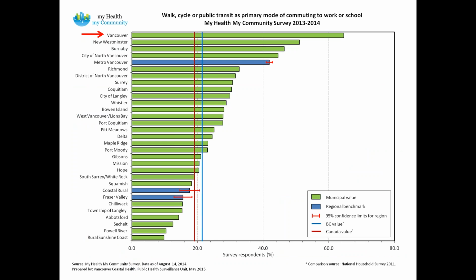So for walking, cycling, or public transit as a primary mode of commuting to work or school, we look at Vancouver again, upper left-hand corner, red arrow. They are the top. 60% of survey respondents were using it as their primary mode of commuting to work or school during that year, compared to some of our more rural communities way down at the bottom. So Powell River and Sechelt were much less likely to be walking or cycling or using public transit to commute.